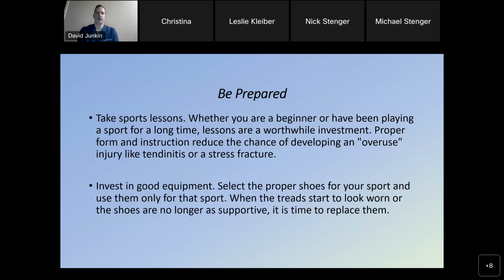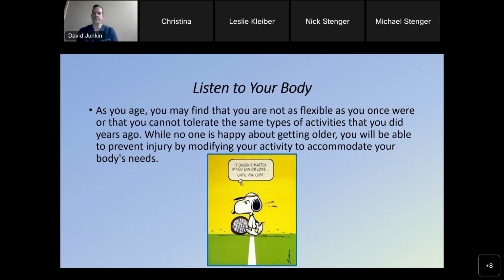Be prepared. If you're going to start a new sport, you're a beginner. You want to make sure that you are doing proper technique, that you know how to play that sport. Take a lesson if that's available, or learn from somebody who has played that sport. It's a good way to prevent having any of these overuse injuries. And in any sport too, make sure you have the proper equipment. Shoes are kind of the big thing. You want to make sure you have a good supportive athletic shoe, particularly if it involves a lot of running and jumping activities. And more importantly, listen to your body.